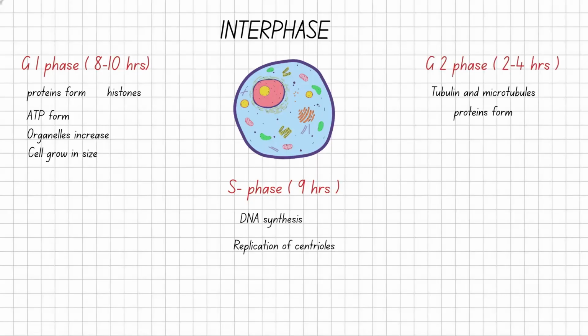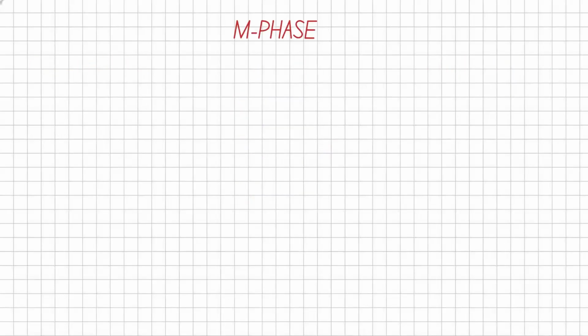Tubulin and microtubule proteins are formed. For example, the cytoskeleton is formed. That's why they will help in further cell division in mitosis. It checks if DNA is synthesized correctly. So, in M phase, M means mitosis, and in mitosis, the cell divides into two daughter cells.